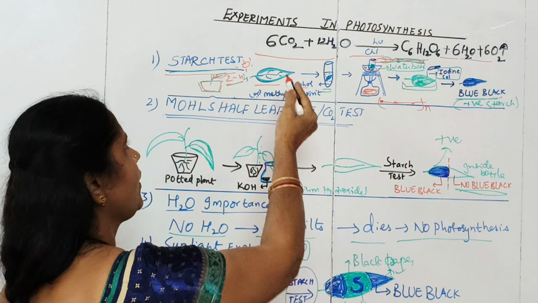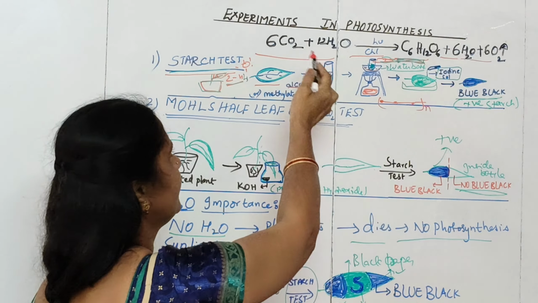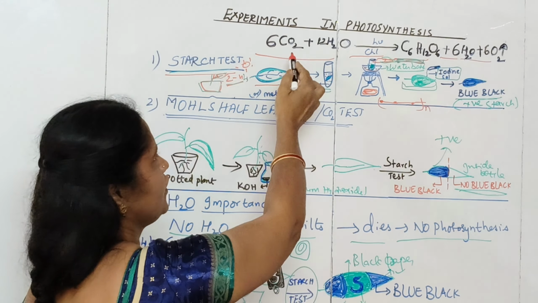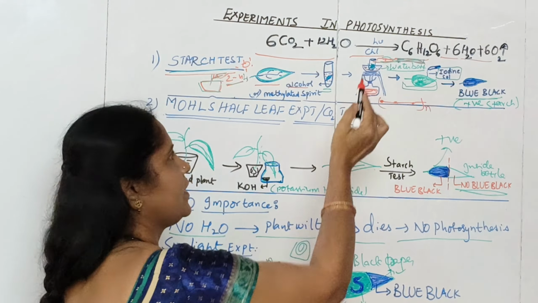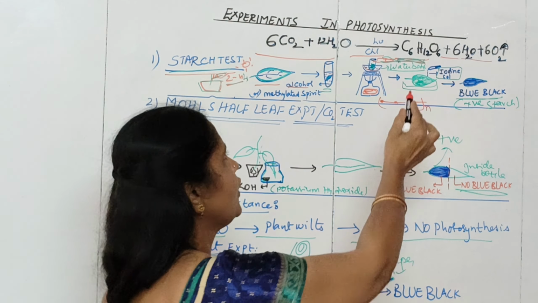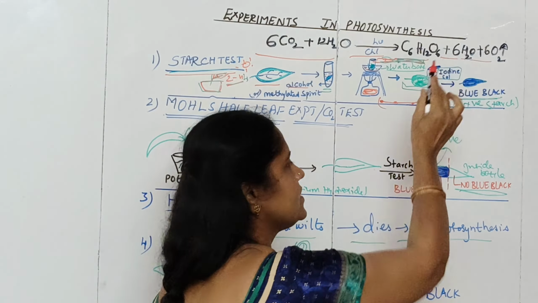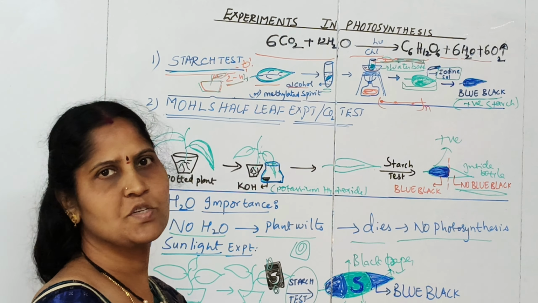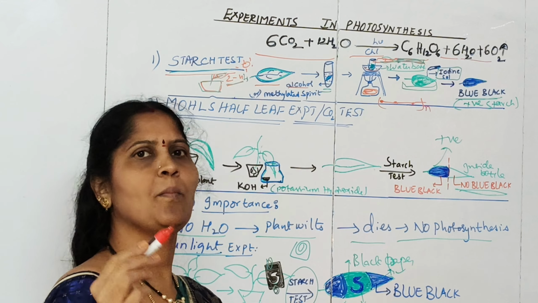So you remember the equation whenever you think of photosynthesis. Just recollect your equation of photosynthesis, which is 6CO2 plus 12H2O. In the presence of light and chlorophyll, it gives rise to glucose, which is C6H12O6, plus 6H2O, and 6 molecules of oxygen are released. This particular equation, always try to memorize.